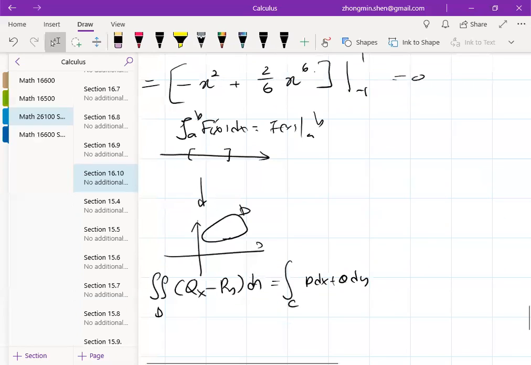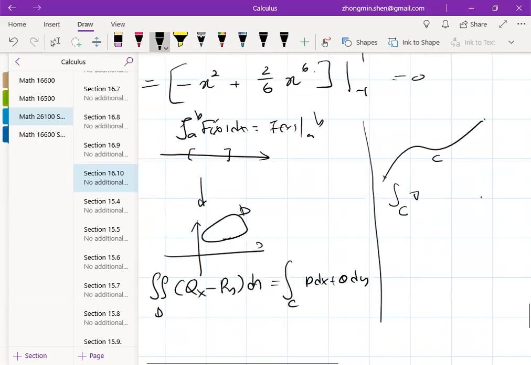On the other hand, I generalize this integral to the line integral. That's a C. So what do we have here? Remember, if this is a C, the interval that was a straight line segment now becomes a curve in space.